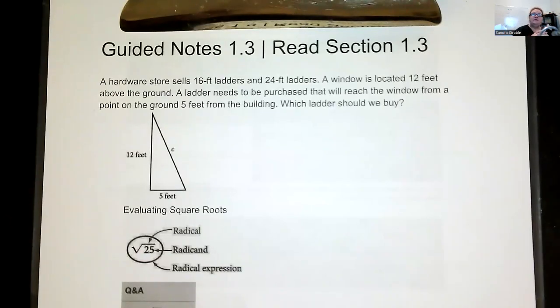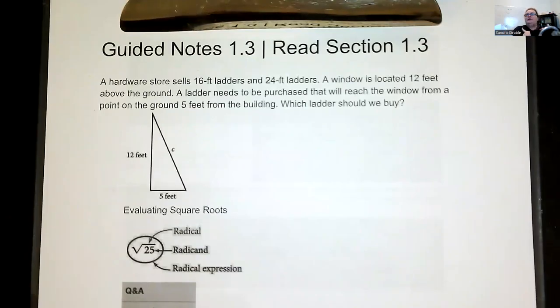Okay. The first one is: a hardware store sells 16-foot ladders and 24-foot ladders. A window is located 12 feet above the ground, and we have this display here. A ladder needs to be purchased that will reach the window from a point on the ground 5 feet from the building. Which ladder should we buy?